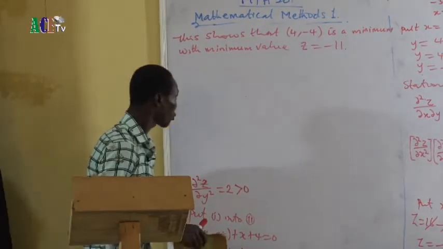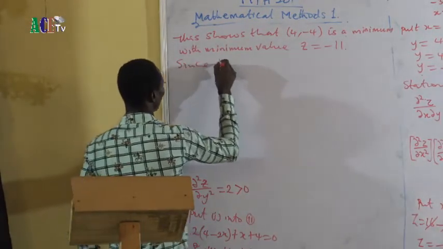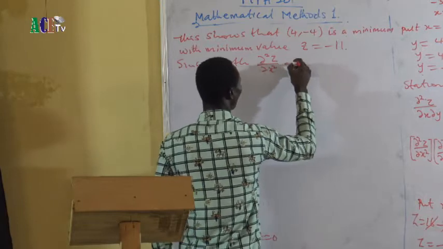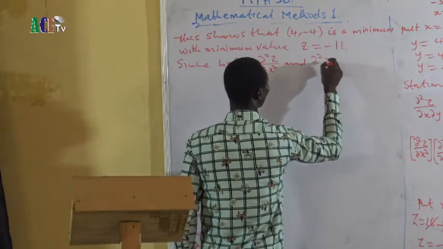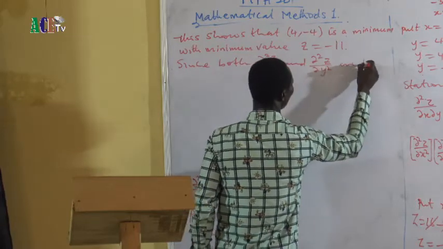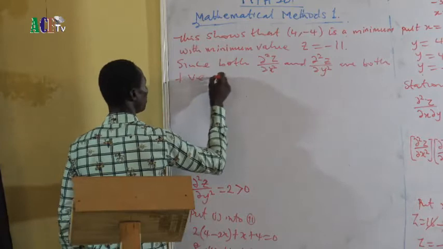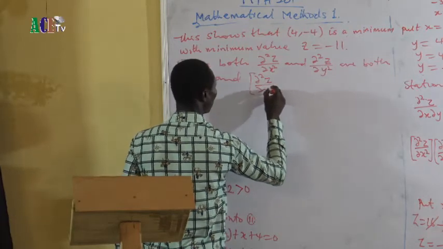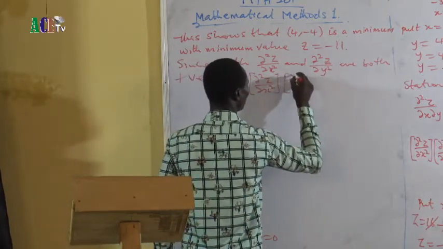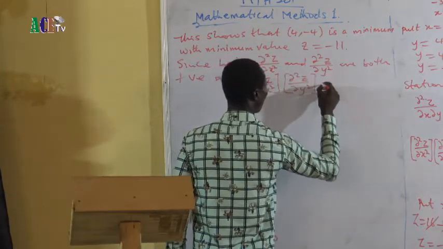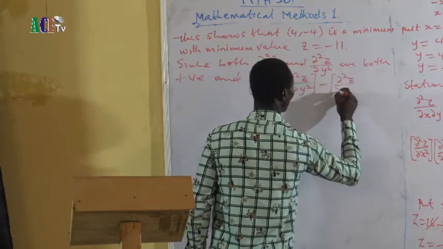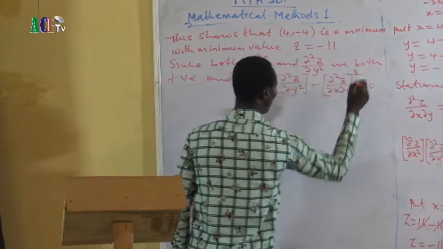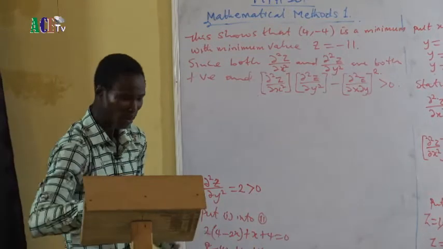So since both the second partial derivative with respect to x and the second partial derivative with respect to y are both positive, and the product of those two minus the square of the mixed partial derivative is greater than 0, it's at a minimum point. And that is the condition.